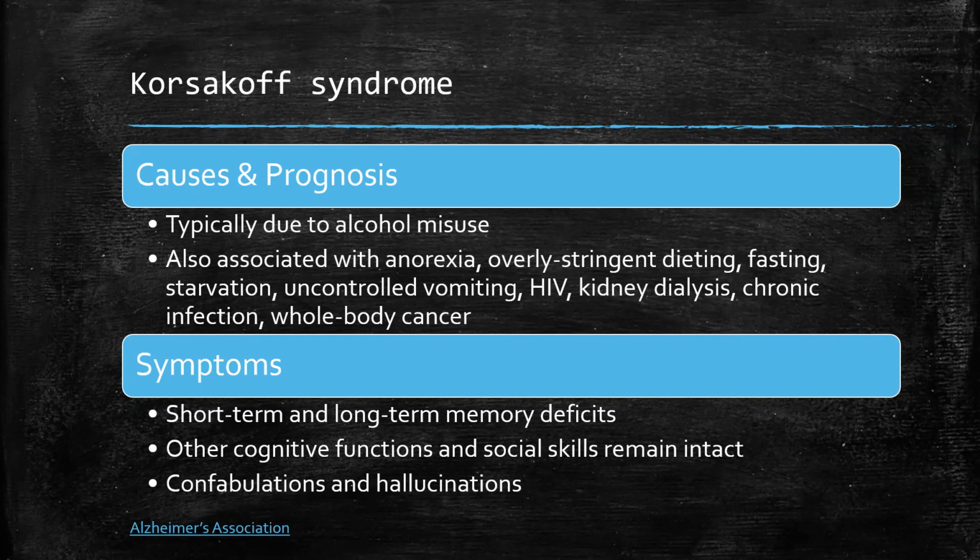Someone with Korsakoff syndrome will have impaired short-term and long-term memory. Typically, other cognitive function and the social skills do remain intact. So that person could have a pretty normal conversation with somebody, but then within a couple minutes wouldn't remember that they had that conversation. So really, we're seeing a lot of memory impairment in this group.